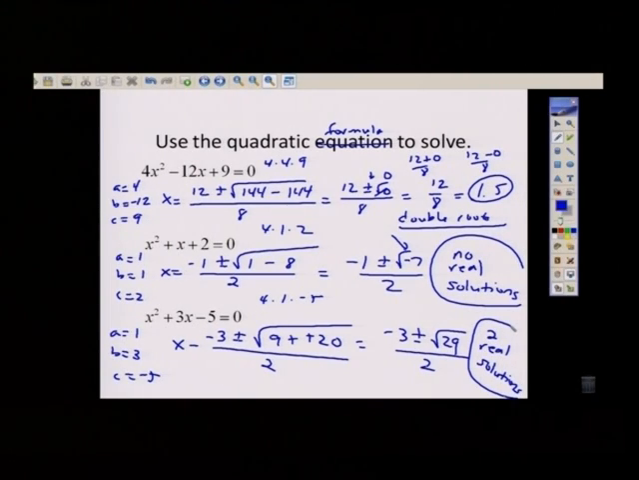The reason I wanted to look at these three is I wanted you to look at the graphs of them. So on the next slide, I have the graphs of these three equations.